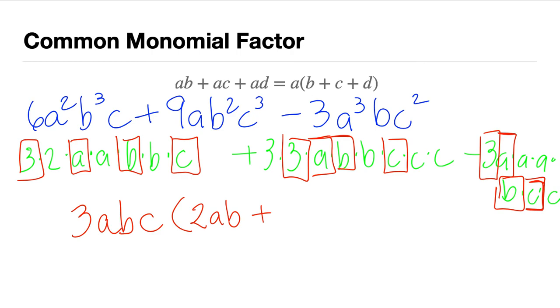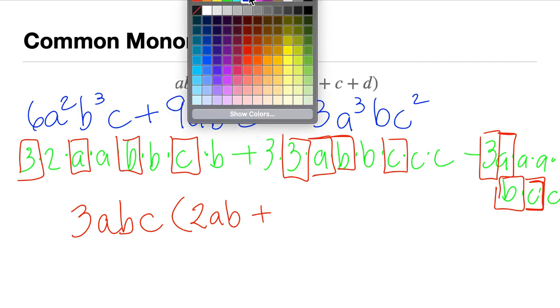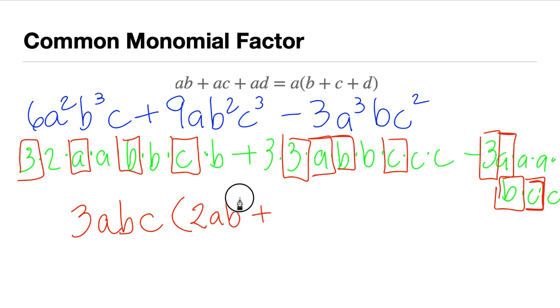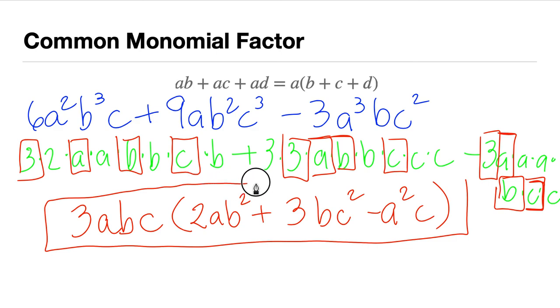Oh, my bad. It should be 3b's here, since it's b cubed. So instead of 2ab, let's write it as 2ab squared. Okay, my bad. Next, 9ab squared, so we have 3bc squared. And here minus, there's no coefficient, just what's left, so we have a squared c. And this is pretty much our answer for this example.